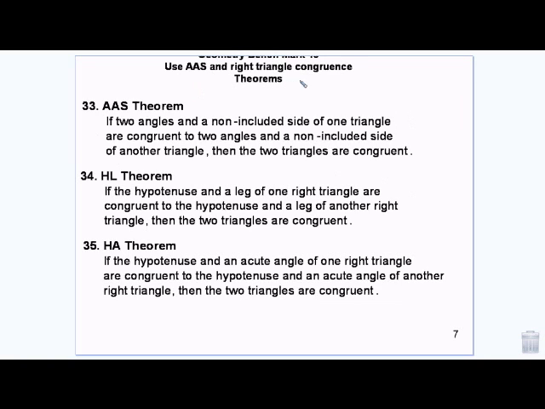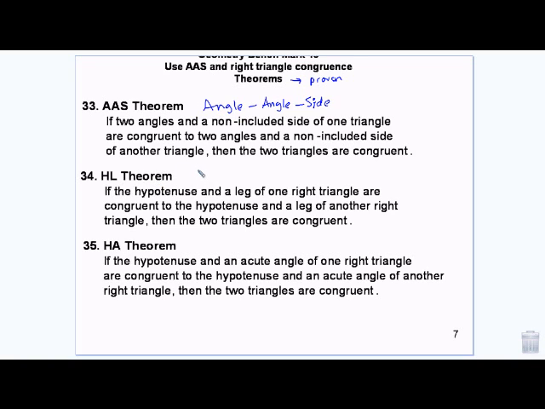All right, now we have theorems. Remember, theorems are proven. So we have AAS, that's angle, angle, side. So if I have two angles in a row with a side following them that are congruent, then the two triangles are going to be congruent.